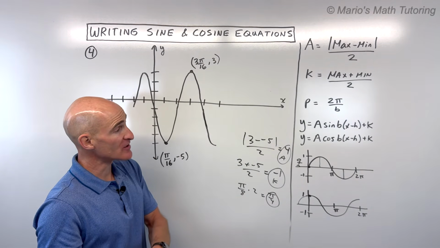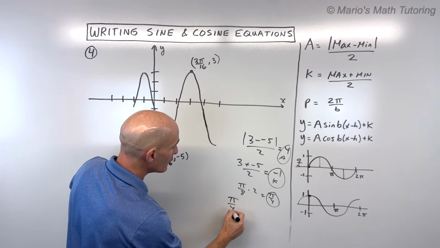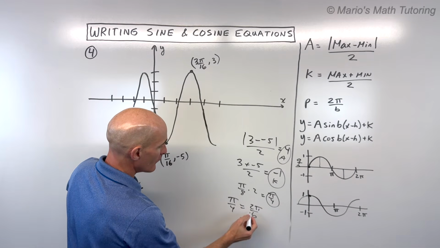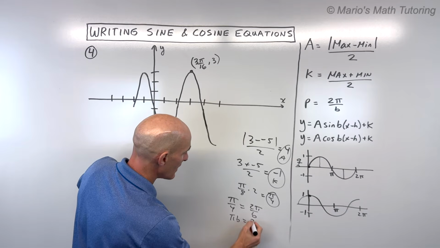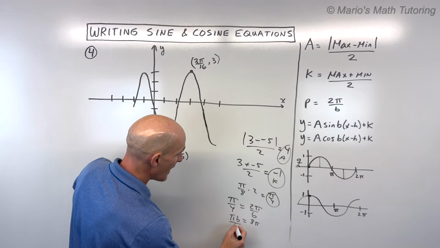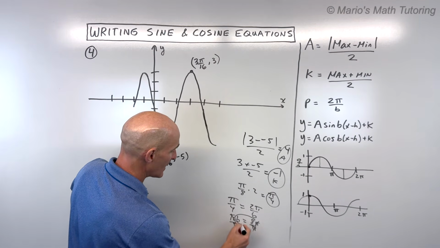But we're interested in solving for the b value. So let's go ahead and do that. We've got pi over 4 is equal to 2 pi over b. If we cross multiply, we get pi times b equals 8 pi. So just multiplying on the diagonal. And if we divide by pi to get b by itself, we get b is equal to 8.